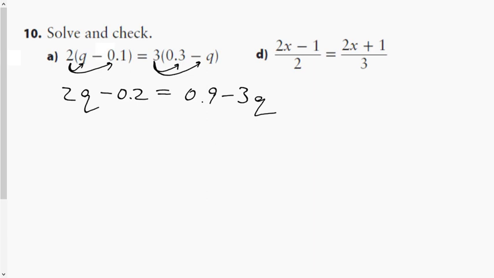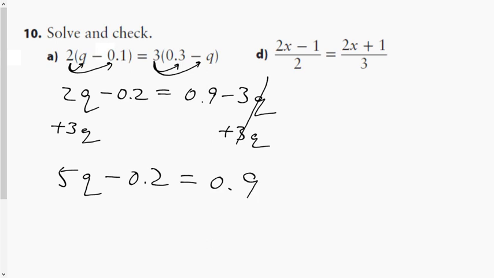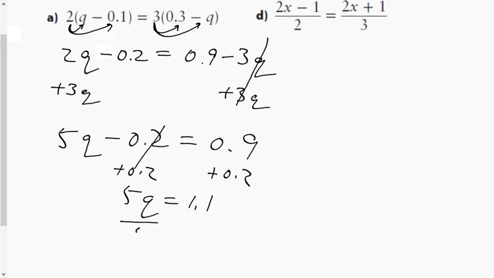Variables on both sides. I have a negative 3Q on one side and a positive 2Q on the other. I'm going to keep my coefficient positive. I like positive coefficients. Get rid of it on that side. I end up with 5Q. Wouldn't it be great if it was 10Q? Then I could say you're welcome. Equals 0.9. It's only 5Q though. It's half a 10Q. Get rid of the constant. 5Q equals 1.1. Divide by the coefficient. Come on, Mr. Mack, you can do this in your head. 0.22. Q equals 0.22.